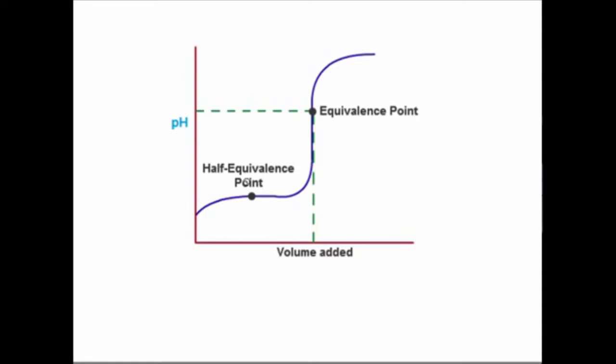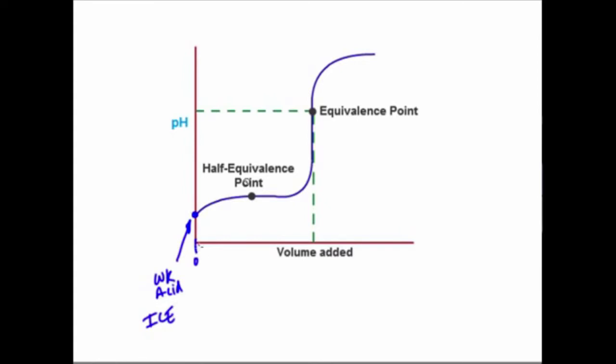Alright, so let's briefly look at the curve again and highlight some things on this. At the beginning, that initial point of the curve, what you have is just weak acid. So you cannot use the Henderson-Hasselbalch equation, because before we add any base to this titration, at point 0, what you have is just weak acid. You must use an ICE table at that point.